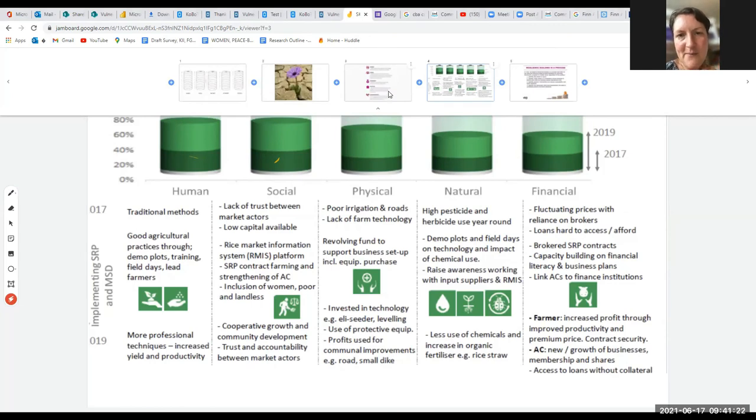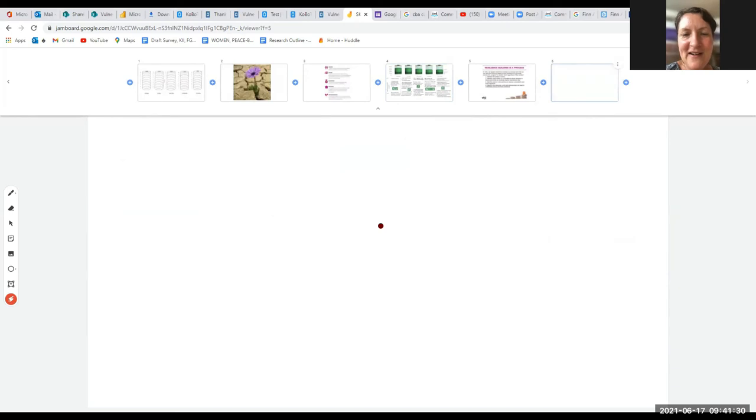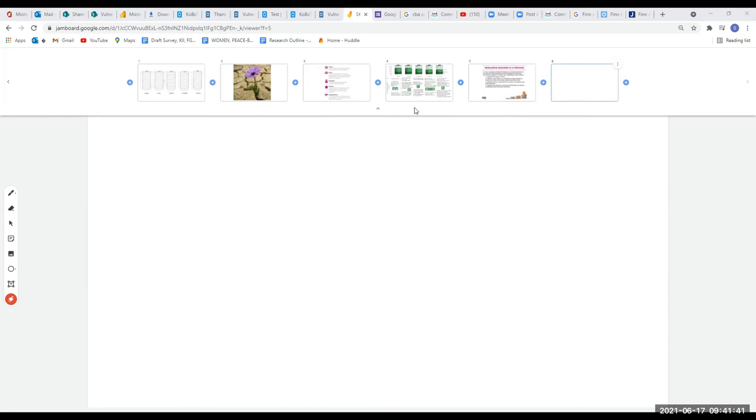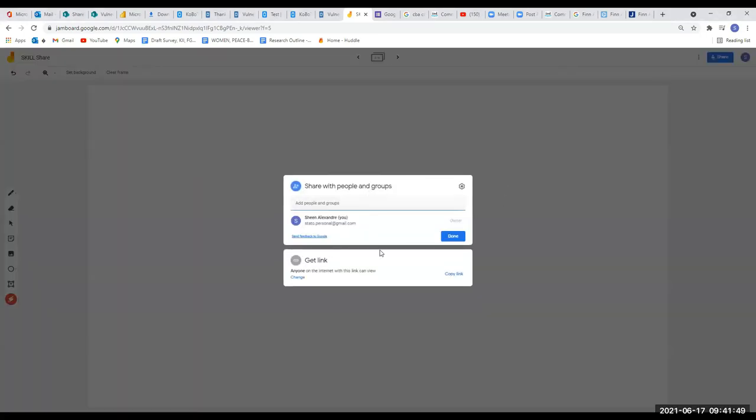So if you'd like to put a message on this Jamboard at the end of the session with your campaign idea, or maybe reflection from the session, I'm just going to ask Sheen to give us a little bit of guidance of how we can use this Jamboard and how you can populate this Jamboard with your own information, your own reflection. Yeah, okay. So first, let me share with you the link to this Jamboard.